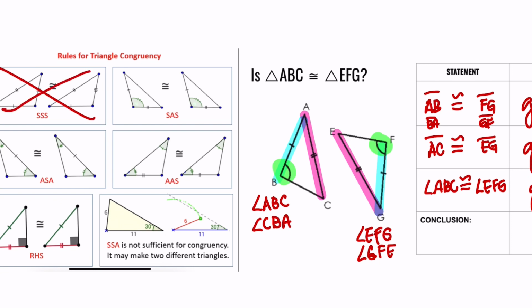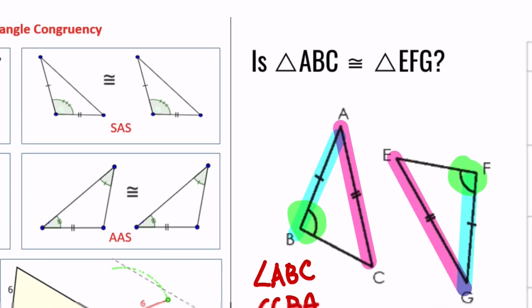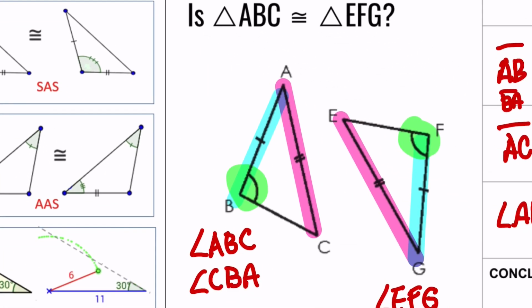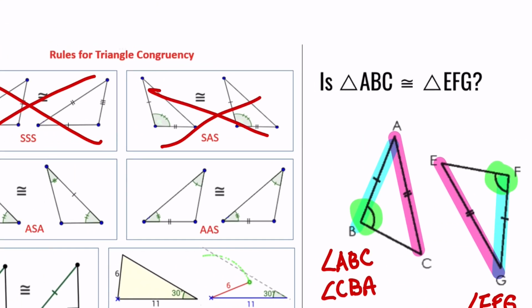Can we use side, angle, side? And you notice when you use side, angle, side, the congruent angle needs to be in between the two sides, okay? So that's why it's called side, angle, side, okay? So no, because the angle is not in between the two congruent sides. The angle is over here. If this were side, angle, side, the angle should be here so that it can read side, angle, side, but it's not. So we cannot use this either.